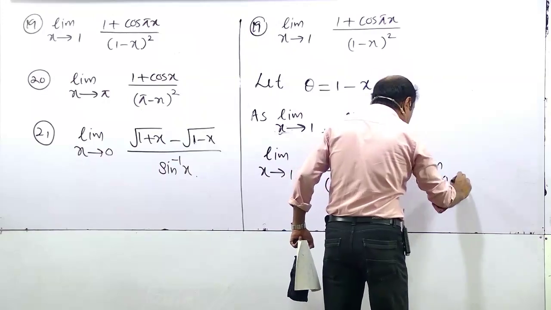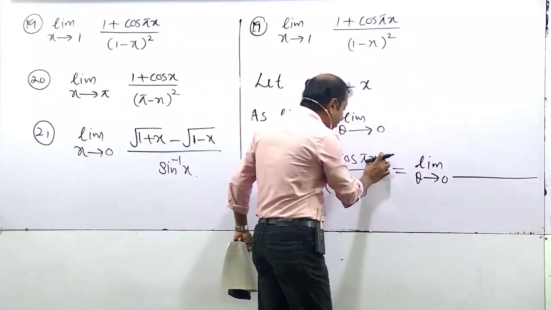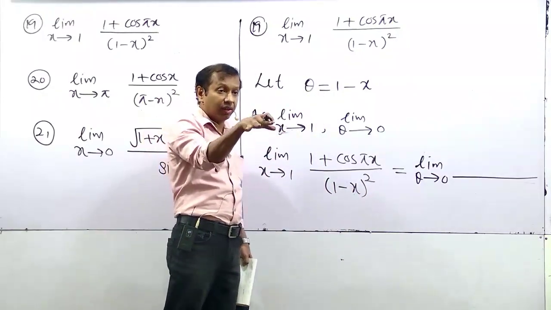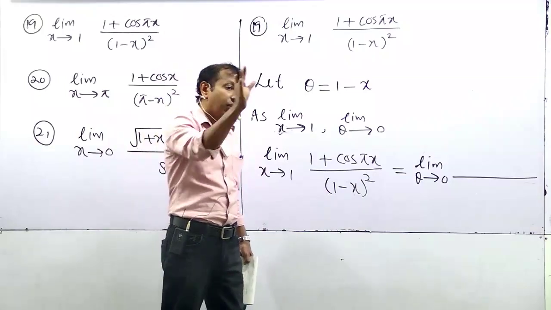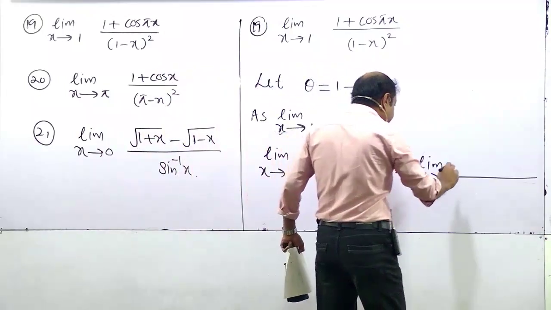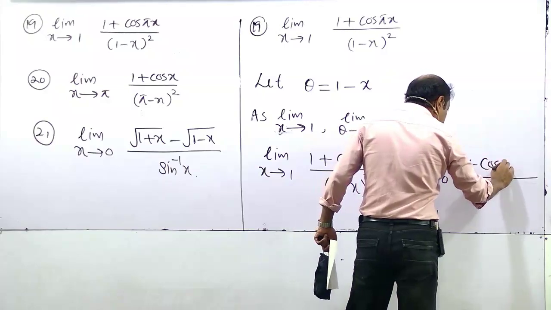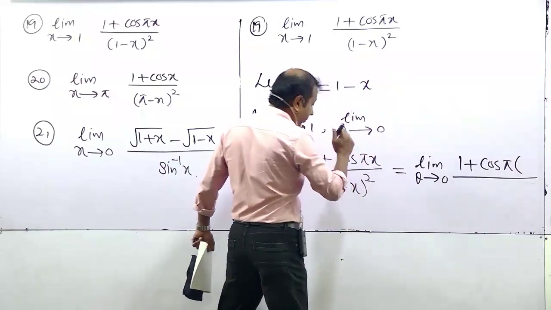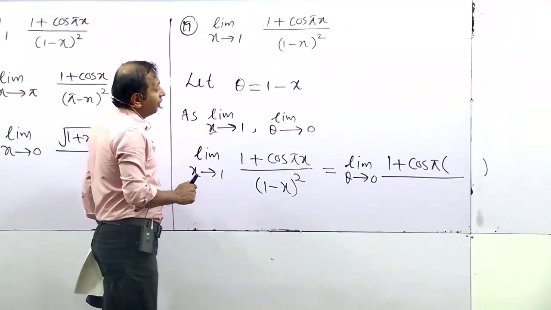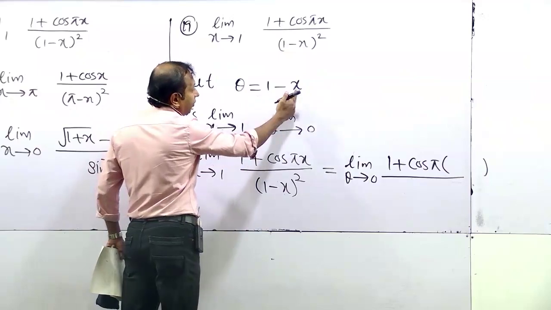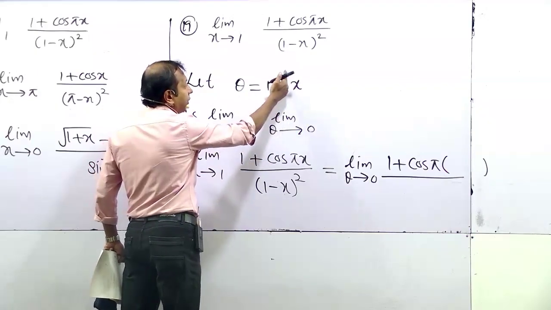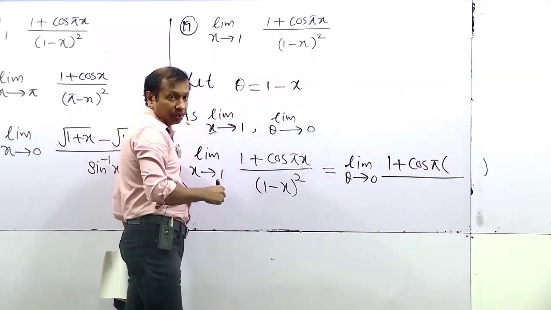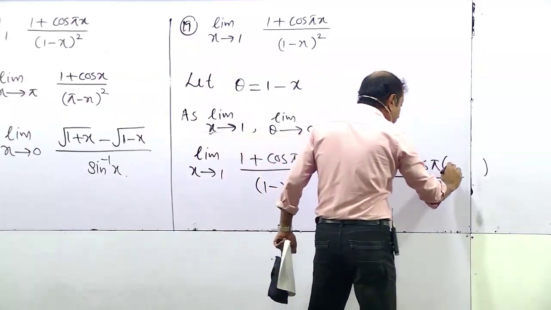Now every x here we must convert to theta, because our new variable is theta. Using theta only, we are supposed to work out the next part. Then 1 plus cos pi x. See, what is x here? 1 minus x is theta. Making x the subject, x is 1 minus theta. Understand? Put 1 minus theta for x here.